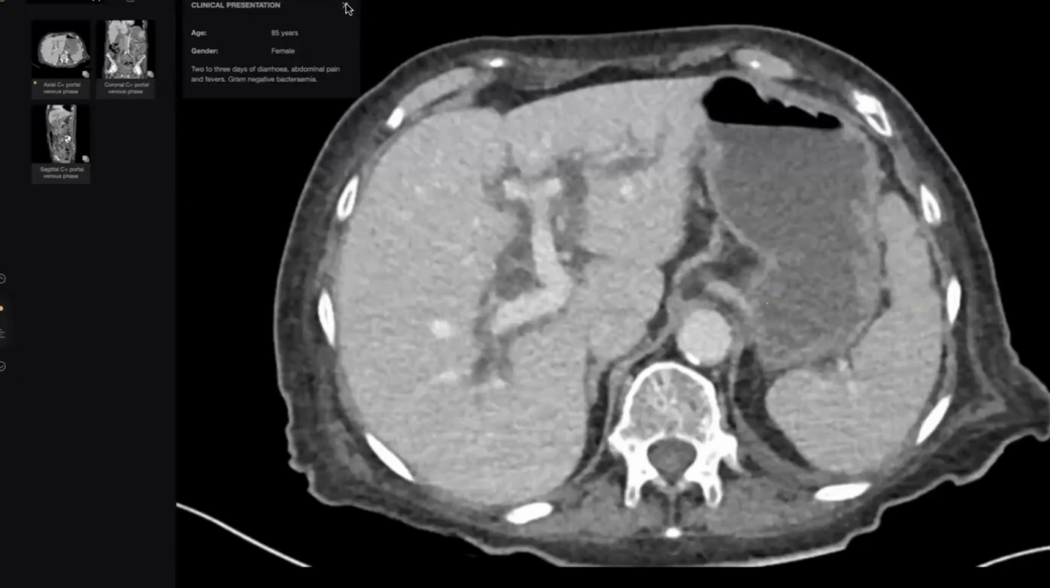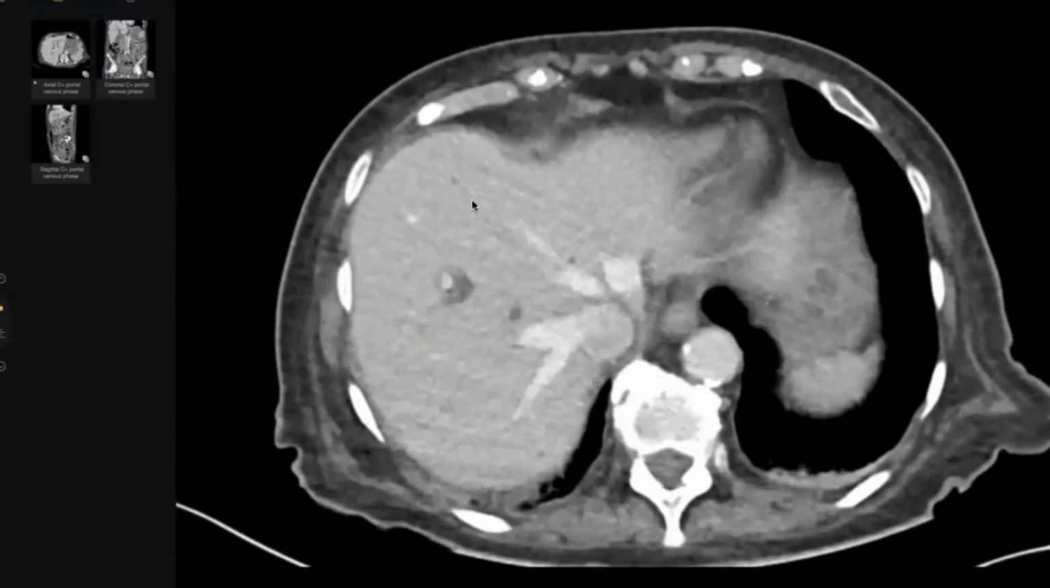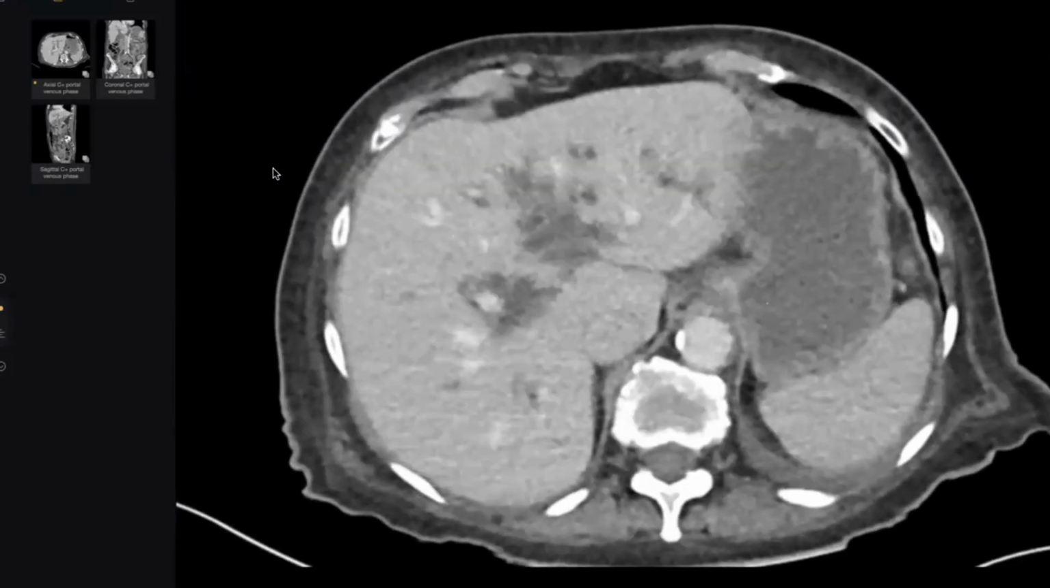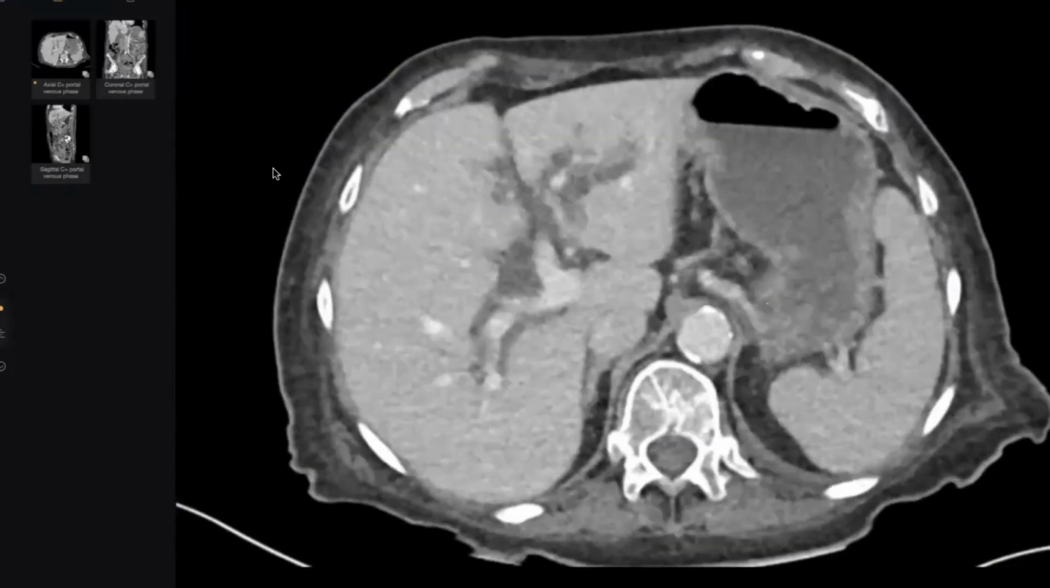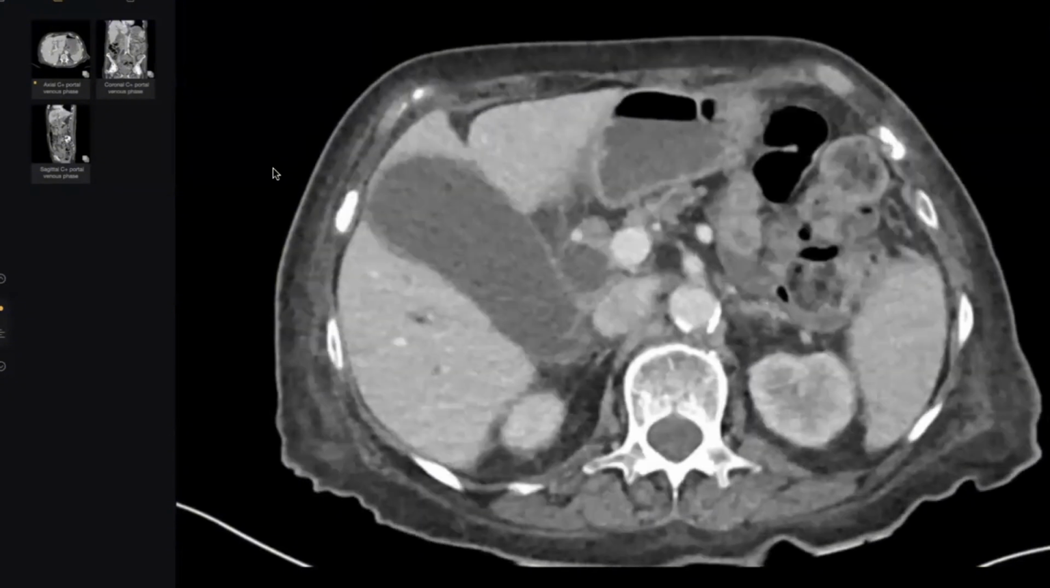An 85-year-old male patient presented with diarrhea, abdominal pain, and fever. This is a CT scan abdomen, axial sections in the portal venous phase. In the liver, I can see that there is periportal edema.